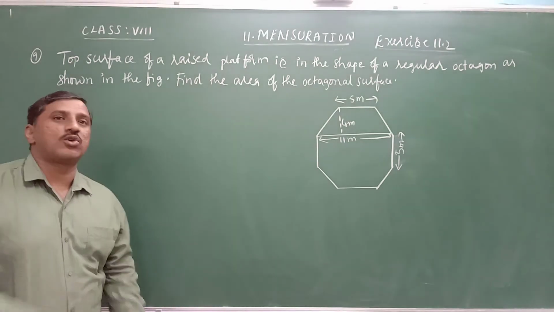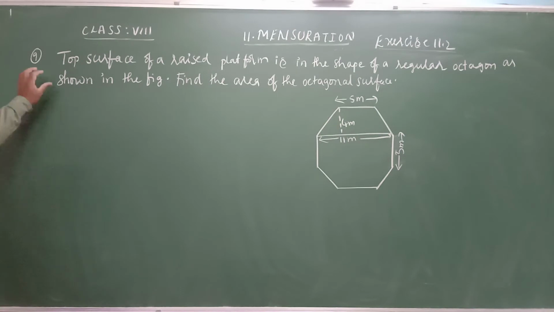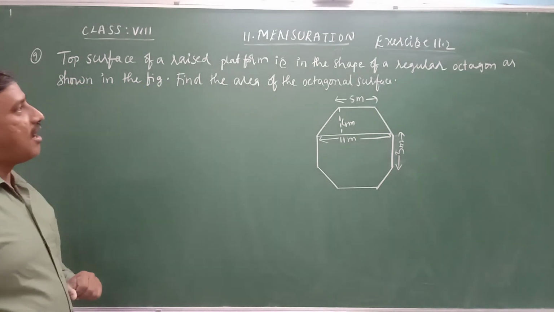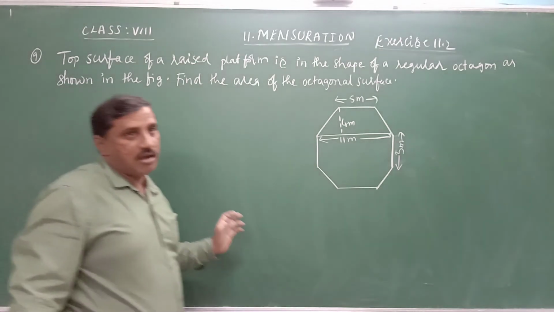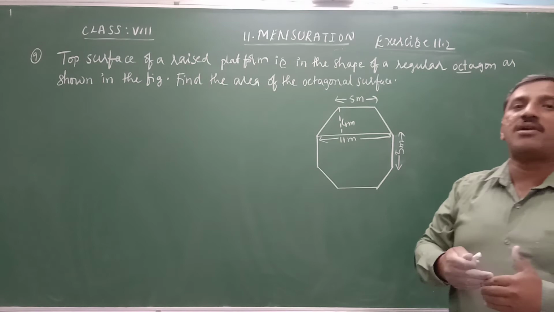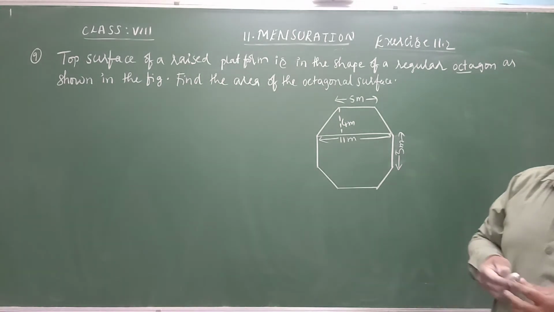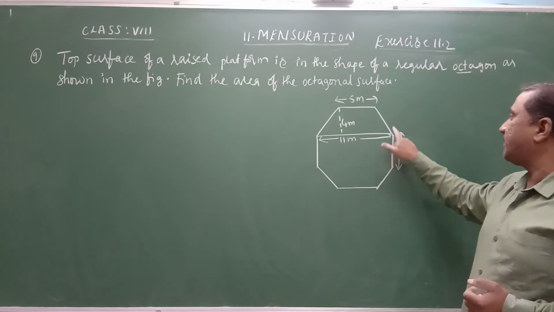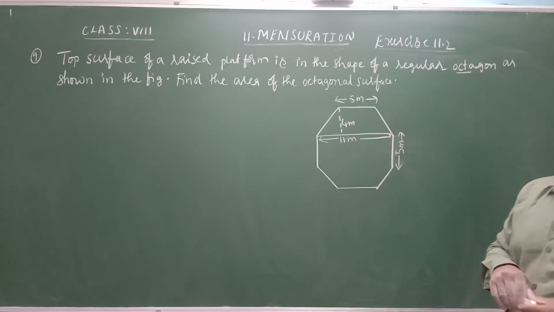Now we'll discuss question number 9. The top surface of a raised platform is in the shape of a regular octagon. Octa means 8. A polygon made up of 8 sides is known as an octagon. 1, 2, 3, 4, 5, 6, 7 and 8. 8 sides are there, so it is an octagon.